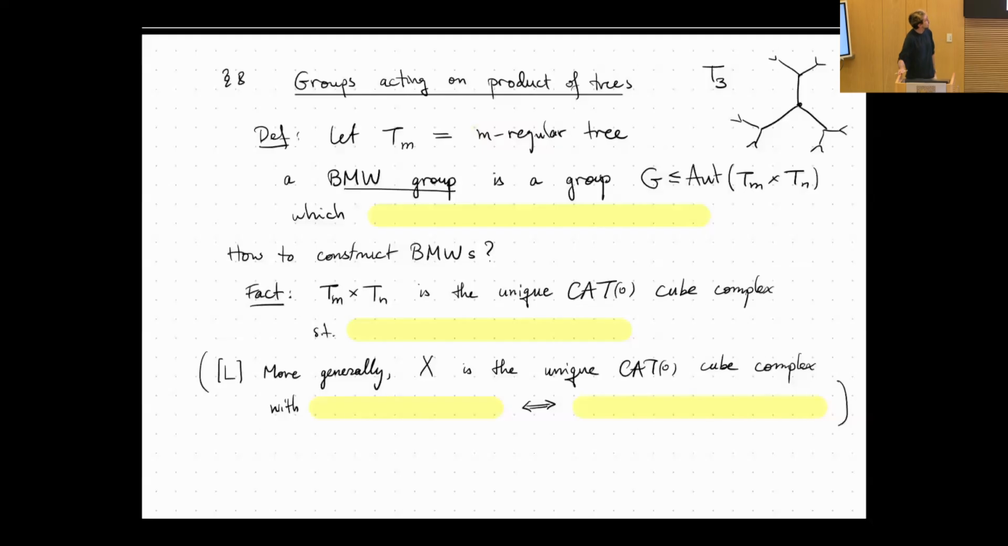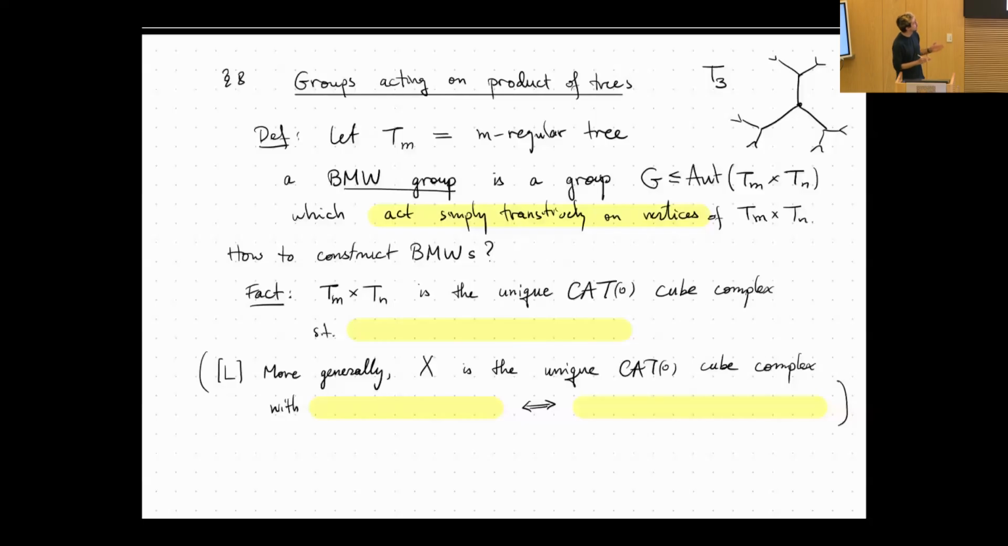And yeah, so here's a definition of a collection of subgroups that we'd be interested in. There are BMW groups, so Bourdon-Moses-Wise groups. And those are groups in the automorphism group of a product of two regular trees that act simply transitively on the vertices of the product.